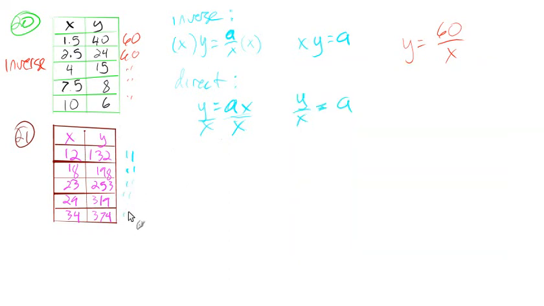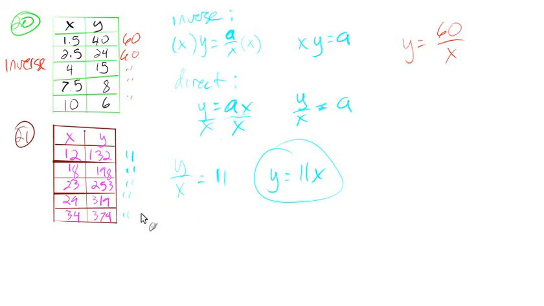Since that happens every single time, we can always take y divided by x and get a. So y divided by x is always 11. So y equals 11 times x, if we just multiply by x on both sides to get y by itself. There we go. That is an equation that relates x and y.